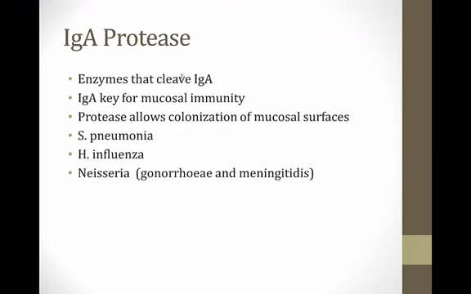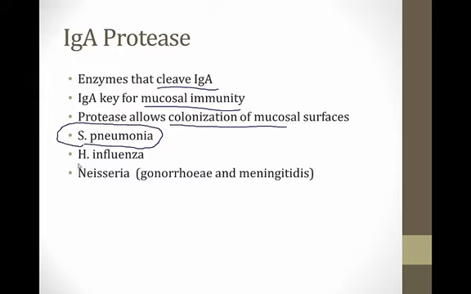IgA protease is an enzyme that cleaves the IgA antibodies, and recall that the IgA antibodies are very important for mucosal immunity. So this protease cleaves those antibodies and allows the bacteria to persist on mucosal surfaces so that they can colonize the mucosal surfaces. This is a very important virulence factor for strep pneumonia. It's part of how strep pneumonia is able to get into the respiratory tract and into the lungs.